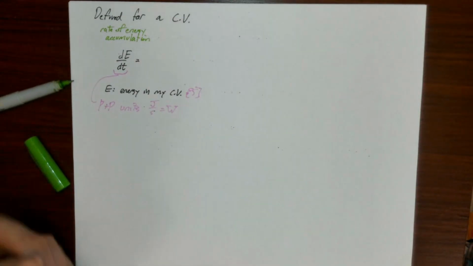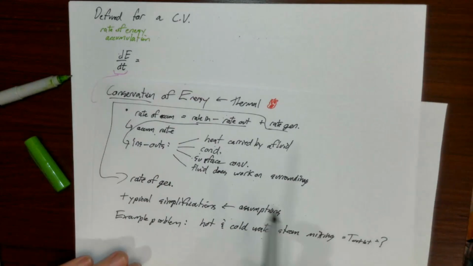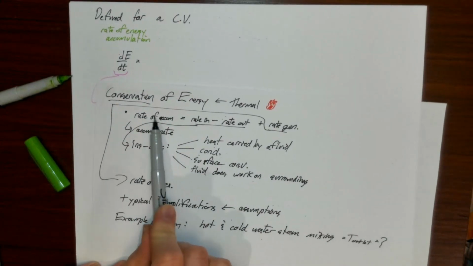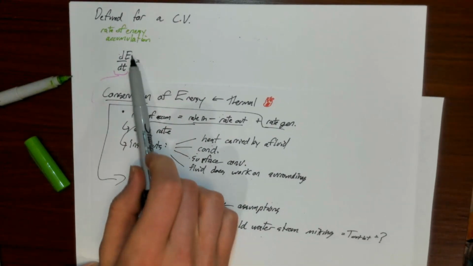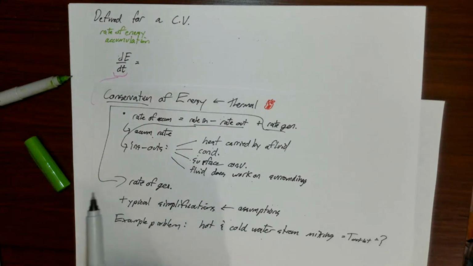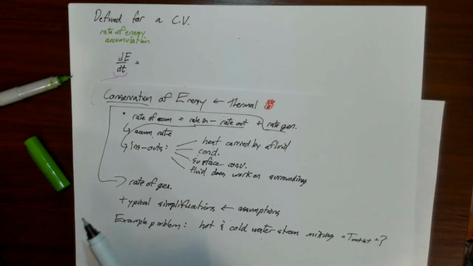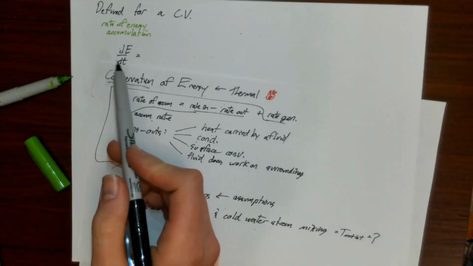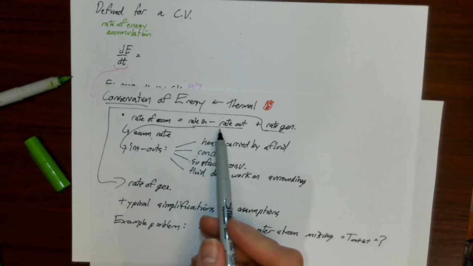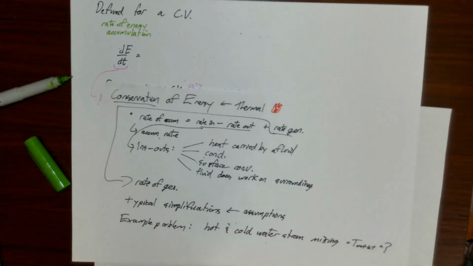So that's our rate of accumulation, and I'm just going to leave it as something a bit general for now. So now let's talk about our ins and our outs.